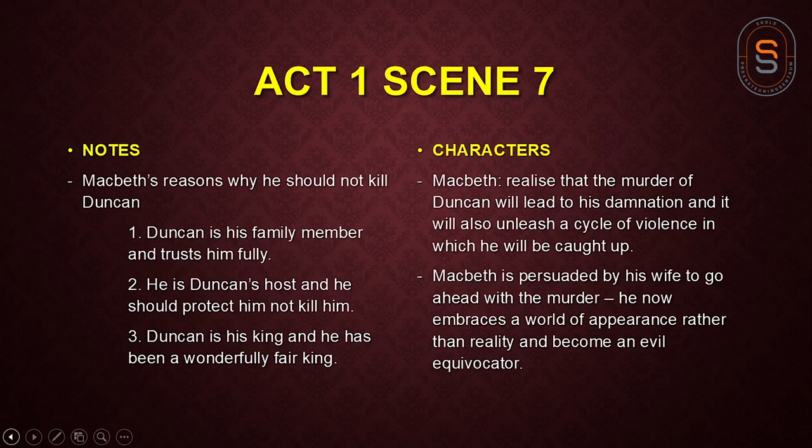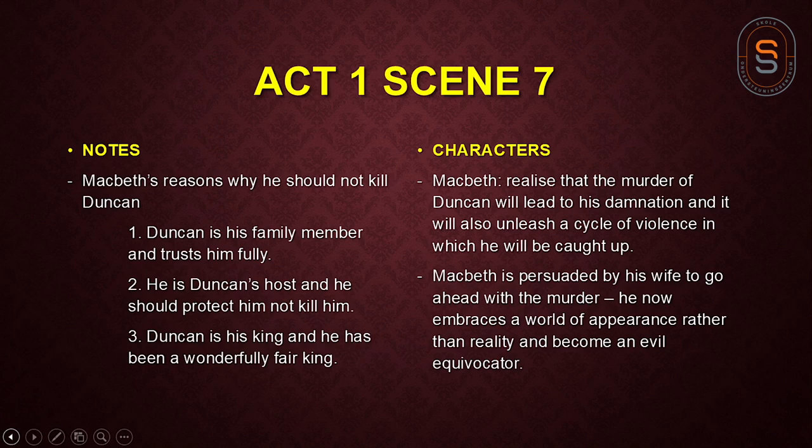Right, very important. When Macbeth was standing alone, talking to himself, a soliloquy, he gave the reasons why he should not kill Duncan. Duncan is his family member and trusts him fully. He is Duncan's host and he should protect him, not kill him. Duncan is his king and he has been a wonderfully fair king. If we look at the characters, Macbeth realized that the murder of Duncan will lead to his damnation and it will also unleash a cycle of violence in which he will be caught up.